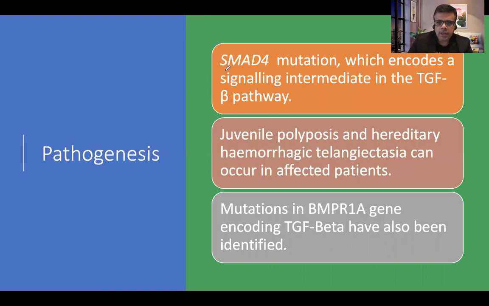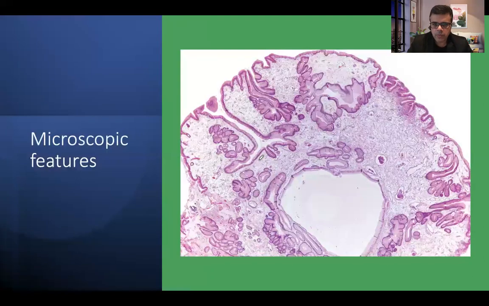The pathogenic mechanism includes SMAD4 mutation and BMPR1A gene mutation. So these encode for the TGF beta pathway, and many of these patients have juvenile polyposis syndrome, and there is also hereditary hemorrhagic telangiectasia that can occur in the patient suffering from juvenile polyposis syndrome.